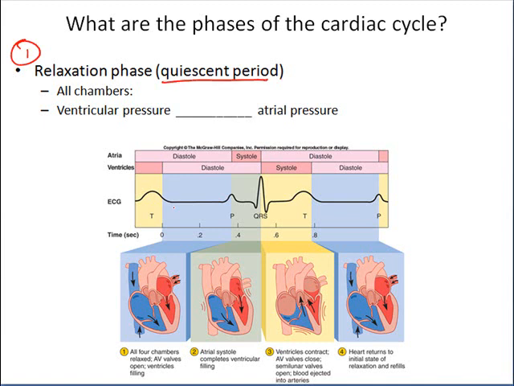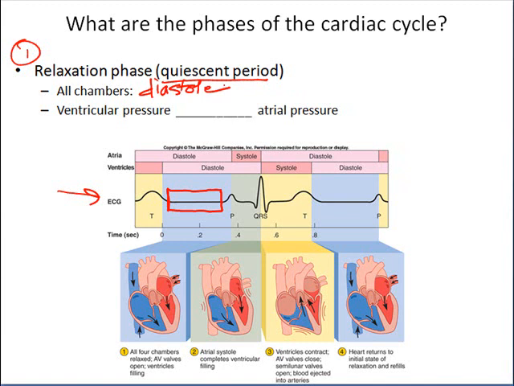If I were to highlight it on this ECG down here, it is this flat region between the T wave and the next P wave. That's when the ventricles are in diastole, the atria are in diastole, repolarization has occurred, everybody's back at resting membrane potential, the muscle cells are relaxed, nothing's going on. This is the relaxation phase. So all chambers are in diastole.